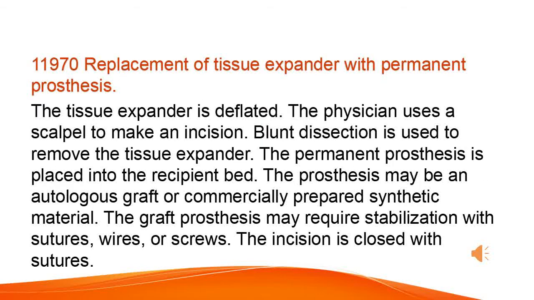Replacement of tissue expander with permanent prosthesis. The tissue expander is deflated. The physician uses a scalpel to make an incision. Blunt dissection is used to remove the tissue expander. The permanent prosthesis is placed into the recipient bed.